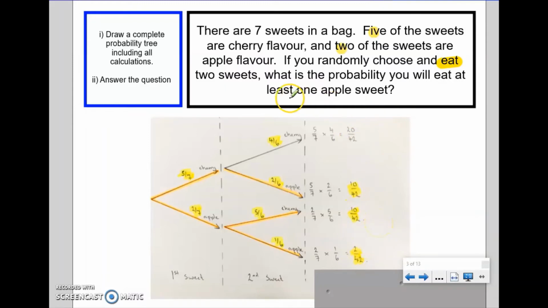Now I go back to the question, and again, a very typical exam question. What is the probability you will eat at least one apple sweet? Very important, this word, at least one apple sweet.